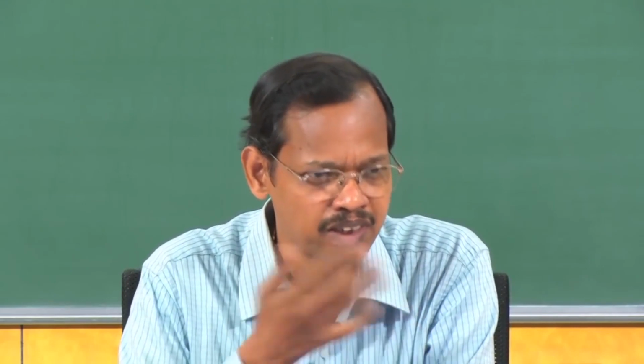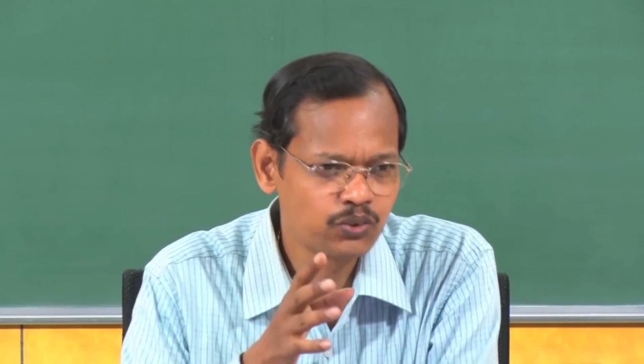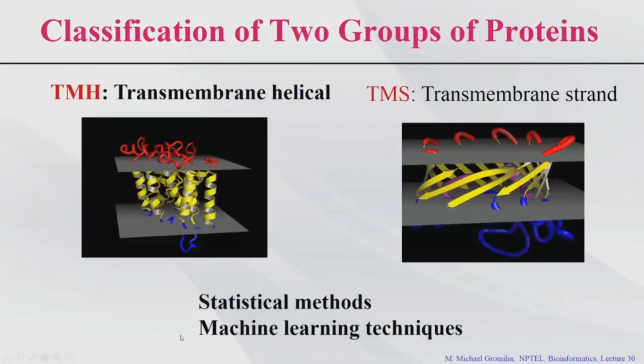Among all these classifications, today I will explain one application, mainly with the statistical methods as well as machine learning techniques, to classify 2 groups of proteins. This will give you more details on the various aspects we have to consider for developing any algorithm for any application. Here I mention 2 different types of proteins: the transmembrane helical proteins and the transmembrane strand proteins. We already discussed transmembrane proteins in the previous classes. What are the transmembrane proteins?